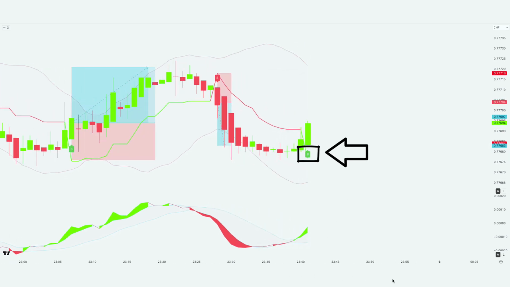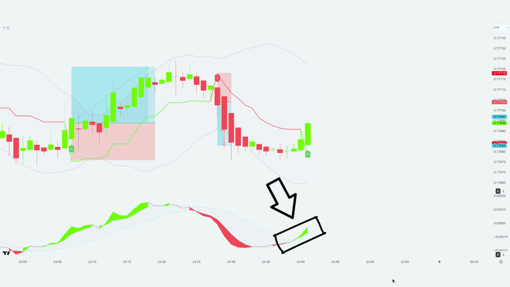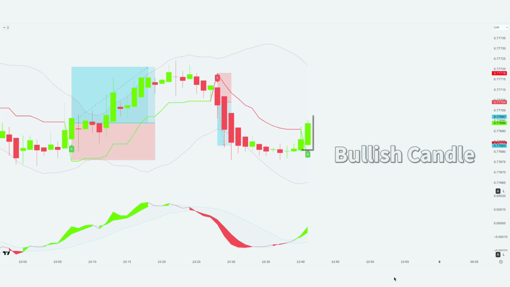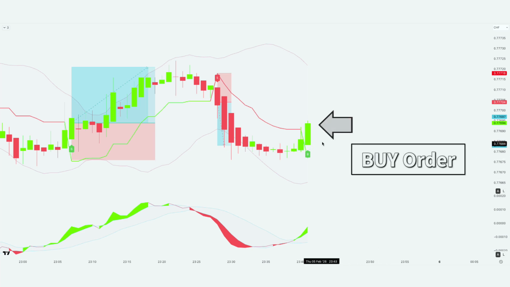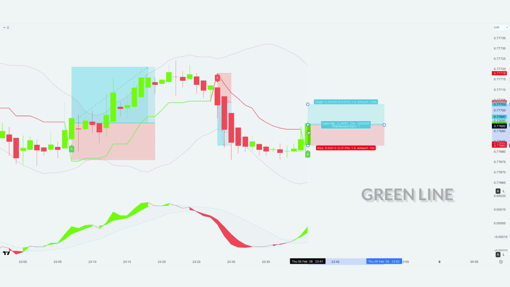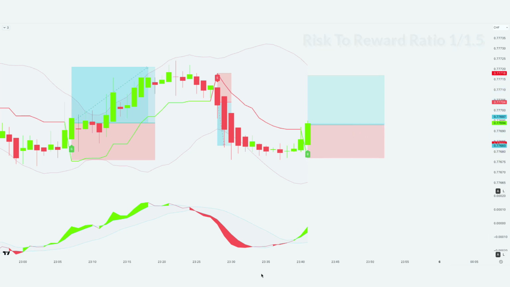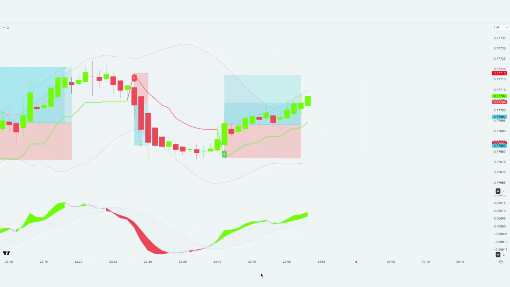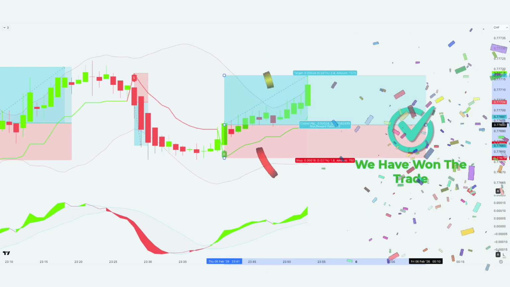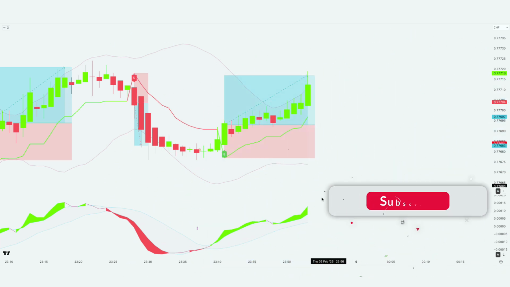Here the RT signal's arrow of this indicator is a buy signal. Here the Bollinger Band's green area. Here the market has made a bullish candle to give confirmation, so all our conditions are being fulfilled, so we are placing an order to buy. Our stop loss is to be placed at the green line, and the risk to reward ratio will be 1:1.5. Let's see what happens to our trade. Our trade is running in profit. We have won the trade. Let's find the next trade.